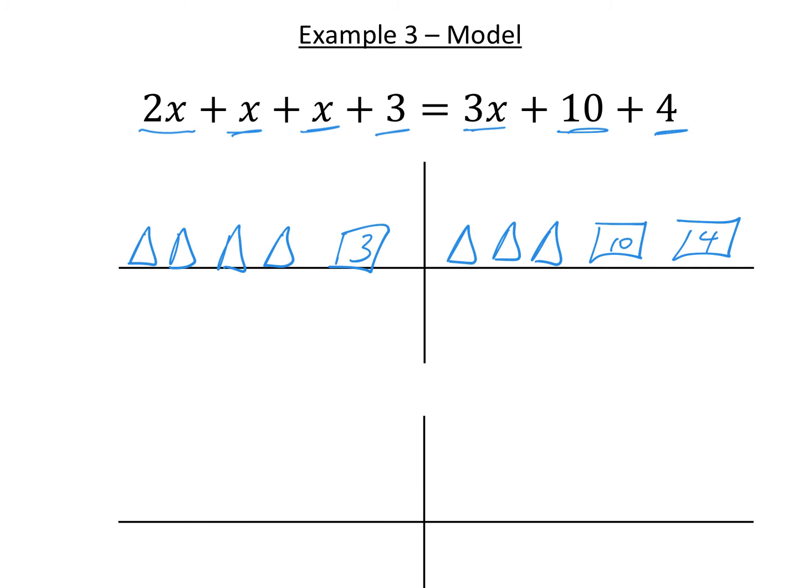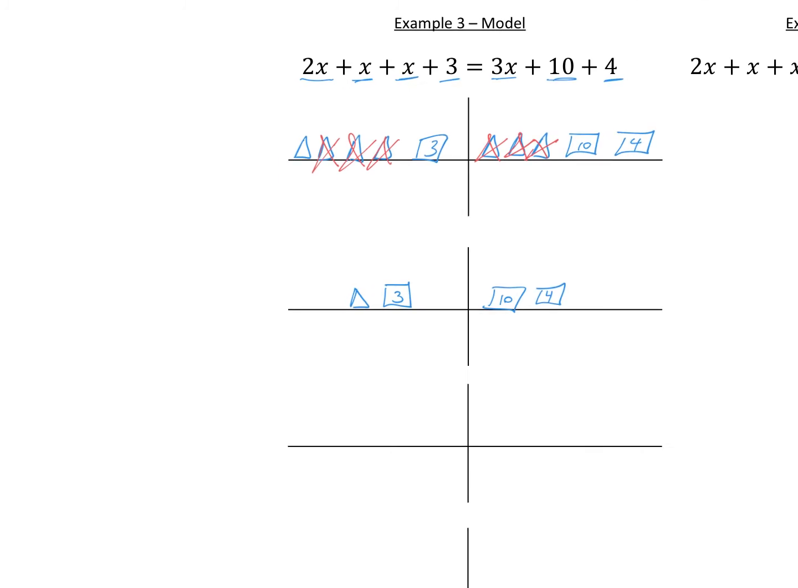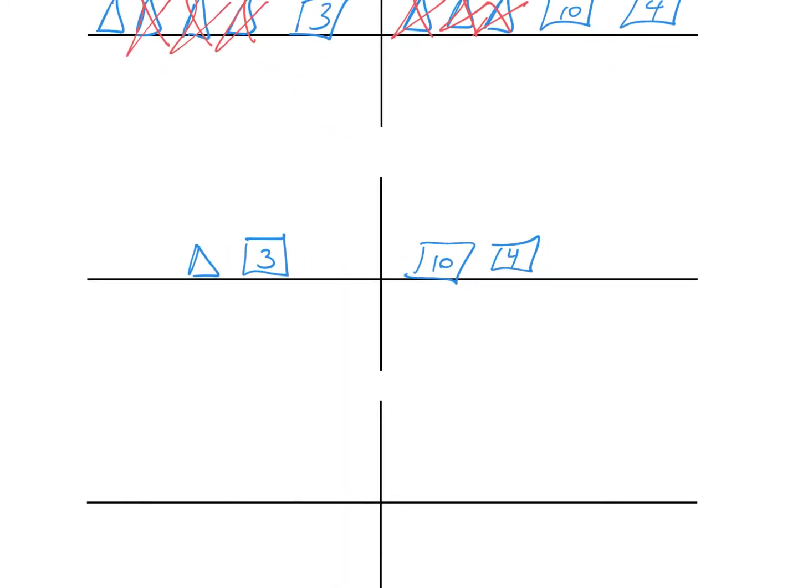Next, I am going to eliminate some pawns. So I see I have 3 over here that I can eliminate, but that means I have to also eliminate 3 over here. So I'm left with 1 pawn and a number 3. And then on the right side, I'm left with a 10 and a 4. So my next step is I need to somehow get rid of this 3 so I can get my pawn by myself. On the right side, I have a 10 and a 4, and that adds up to 14.